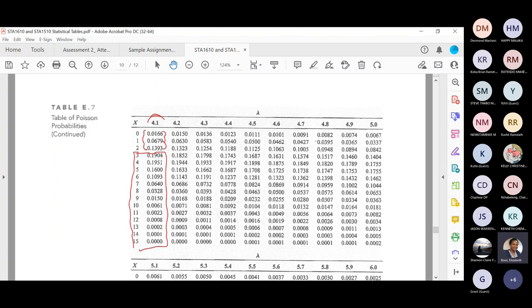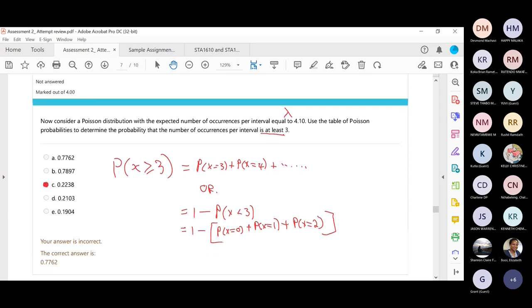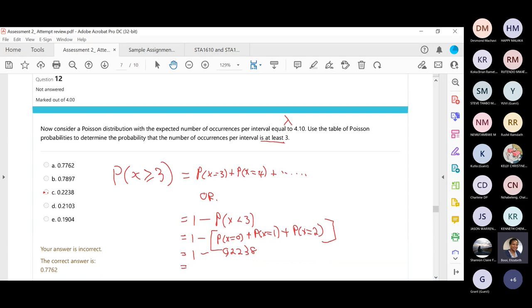0.0166 plus 0.0679 plus 0.1393. Okay, the answer is 0.2238. No, the answer. Did you subtract it from one? No, not yet. After subtracting it is 0.7762. So you're not giving me the answer, you're giving me the answer of the summation, 0.2238. So subtract it from one, you will get 0.7762. Do you guys understand?